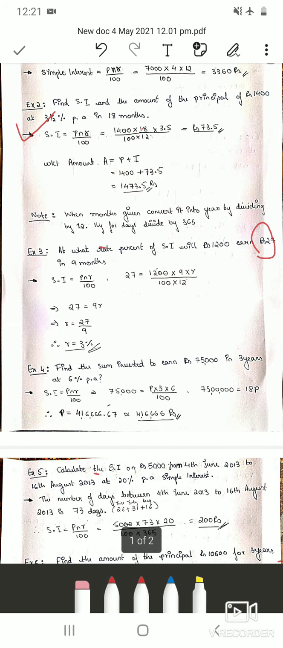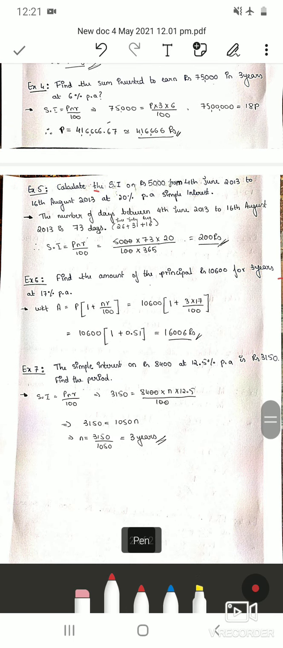In this question, if they had asked to find simple interest and amount, then you have to solve like the second problem. If they have directly asked for the amount, then you can use this formula, which will be very easy. If not, you can find simple interest and then find the amount, and you'll get the same answer. And note, if they have given months or dates, then don't forget to convert it to years.